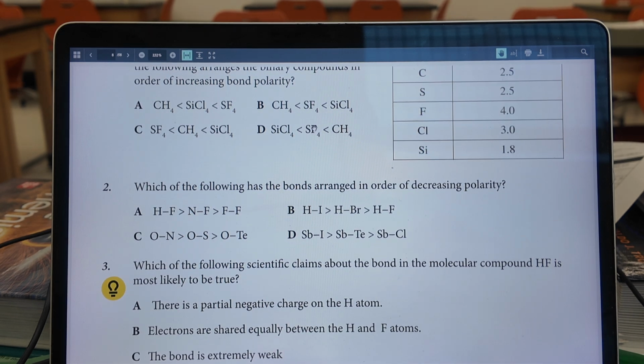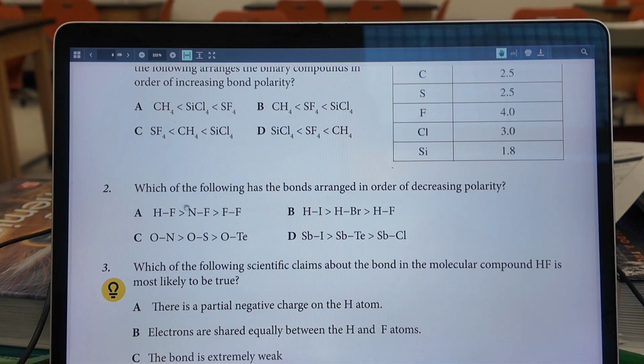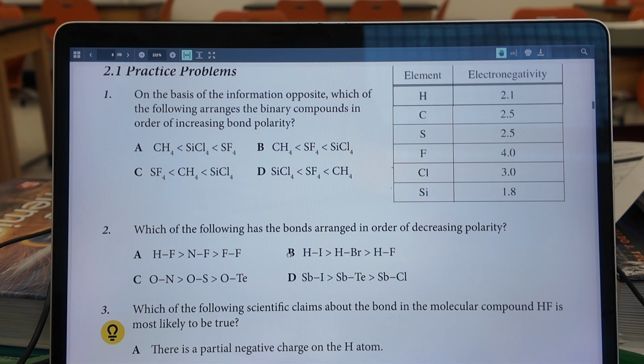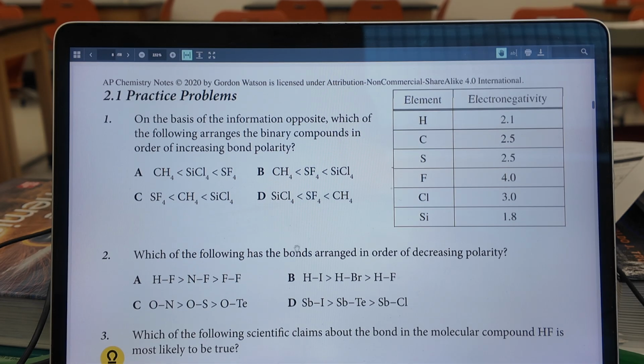The next question says, which of the following has the bonds arranged in order of decreasing polarity? Okay, so this one's kind of a dead giveaway too. If you look here, this one should be greater than this one, which should be greater than this one. Well, the polarity is not going to be that different between something that is the same, right? So 4.0 minus 4.0 is going to be less than these two automatically because that's 0 right here. So anything else is going to be usually greater than this 0.